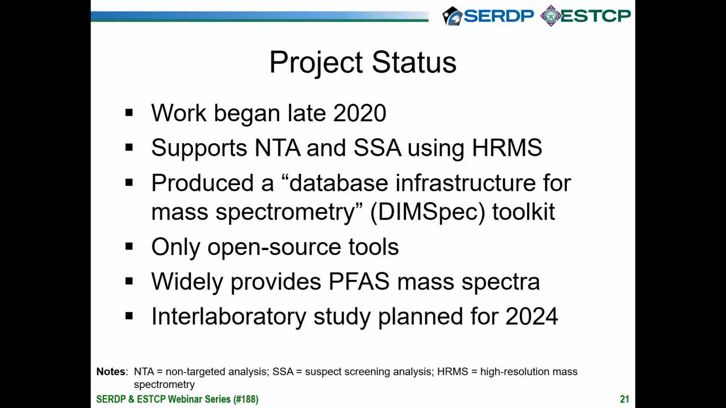Work started on ER20-1056 in late 2020, and I'm happy to share that version 1 is available today. It supports both non-targeted and suspect screening analysis for high-res mass spectral data. The DIMSpec toolkit uses only open source tools, and the first DIMSpec database contains mass spectra for PFAS. For context, this is a distributed code-based project intended to supplement existing SSA and NTA workflows with empirical data. Standard disclaimer: NIST-developed works of this kind are provided as a public service, and as such are expressly provided as is with no warranties, and any mention of commercial products is intended for information only and does not imply recommendation or endorsement by NIST.